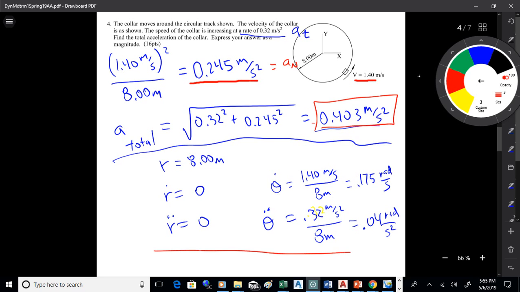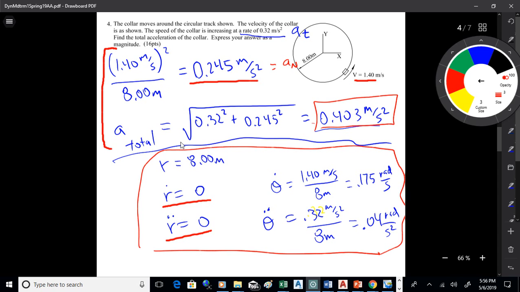Now, had you gone with a polar approach, the inputs would have been like this. A number of you tried a polar approach. The important thing there is because you're on a circular path, both r dot and r double dot are 0. Then you just plug all those into the acceleration equation for polar. But I think this is the simpler approach right there.